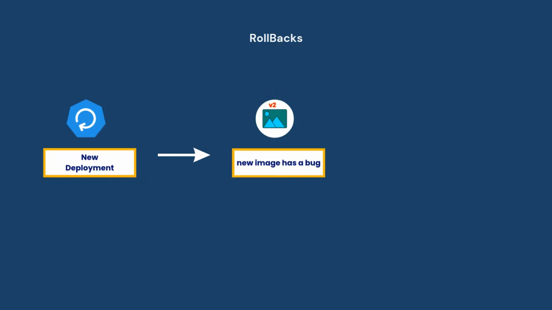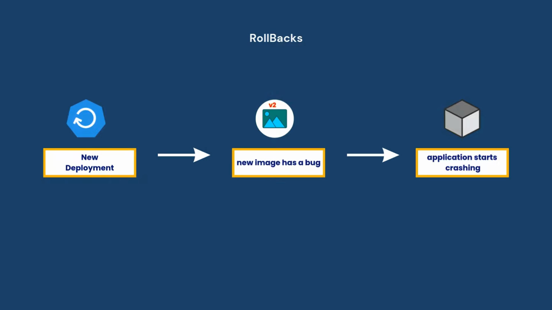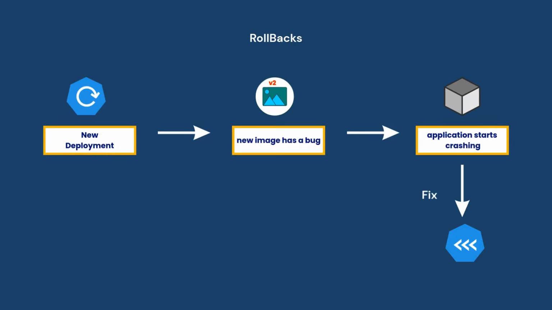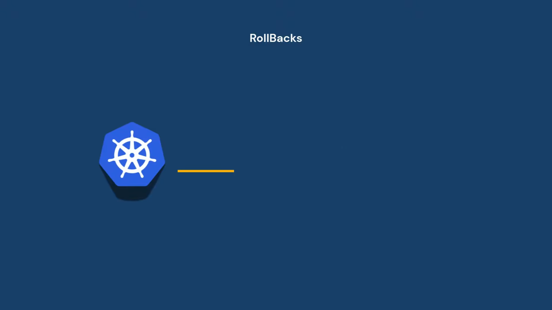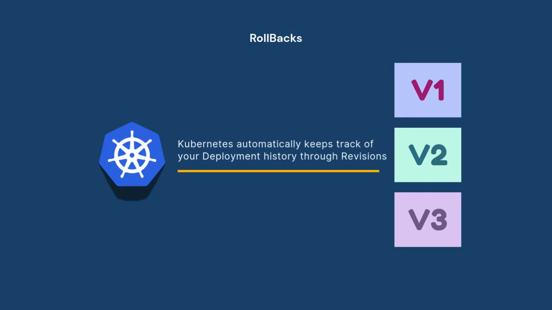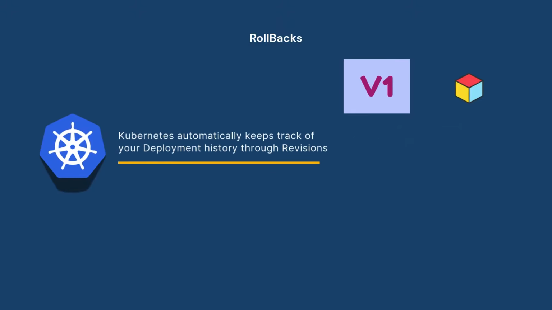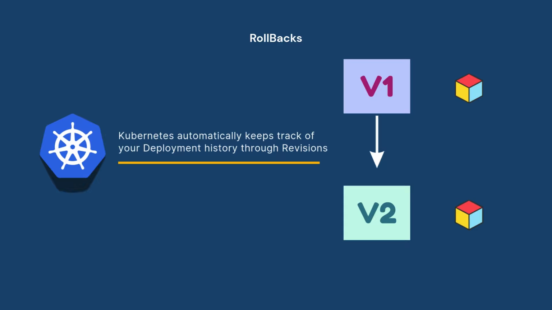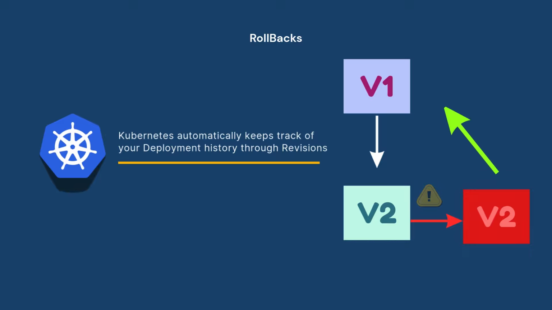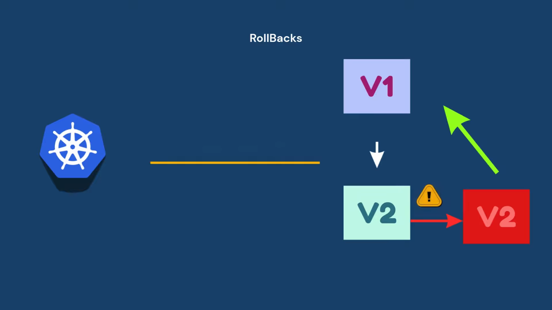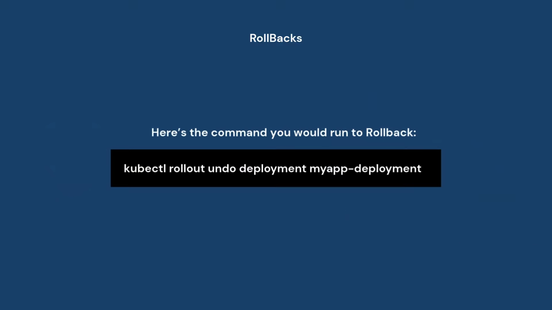Rollbacks. Now, what if something goes wrong after you update your deployment? Maybe your new image has a bug or the application starts crashing. This is where rollbacks come into play. The good news is Kubernetes automatically keeps track of your deployment history through revisions. So each time you change something in the deployment, like the image version, Kubernetes creates a new replica set. So if a new rollout fails, you can simply roll back to the previous version. And here's a command you would run: kubectl rollout undo deployment my-app-deployment.